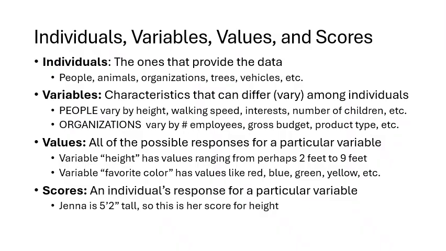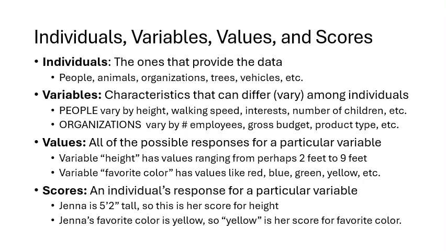And then scores are just an individual's response for a particular variable. So if height is the variable and Jenna is 5 feet 2 inches tall, this would be her score for height. And if color is the variable and Jenna's favorite color is yellow, yellow would be considered her score. We think of scores as numbers. In statistics, yellow would be the equivalent of her score. So let's look at some examples.